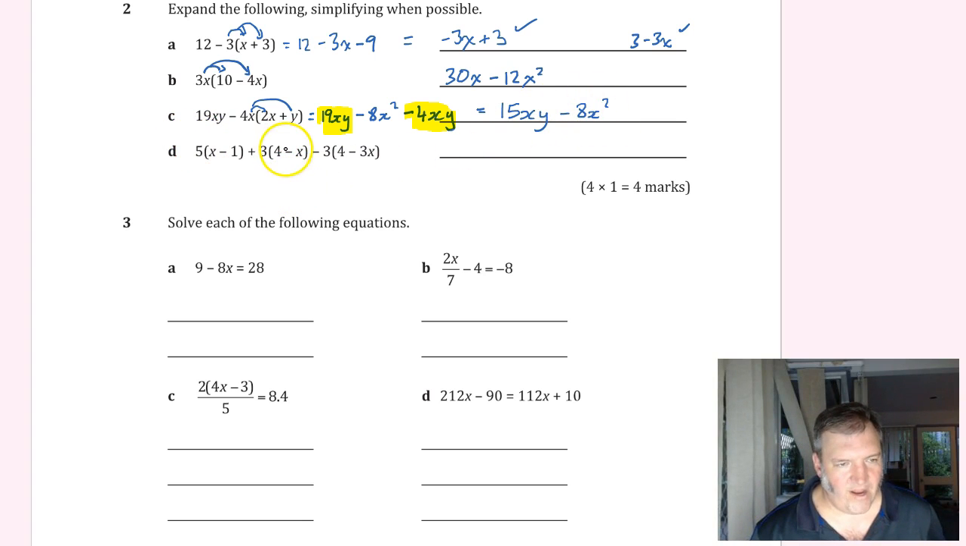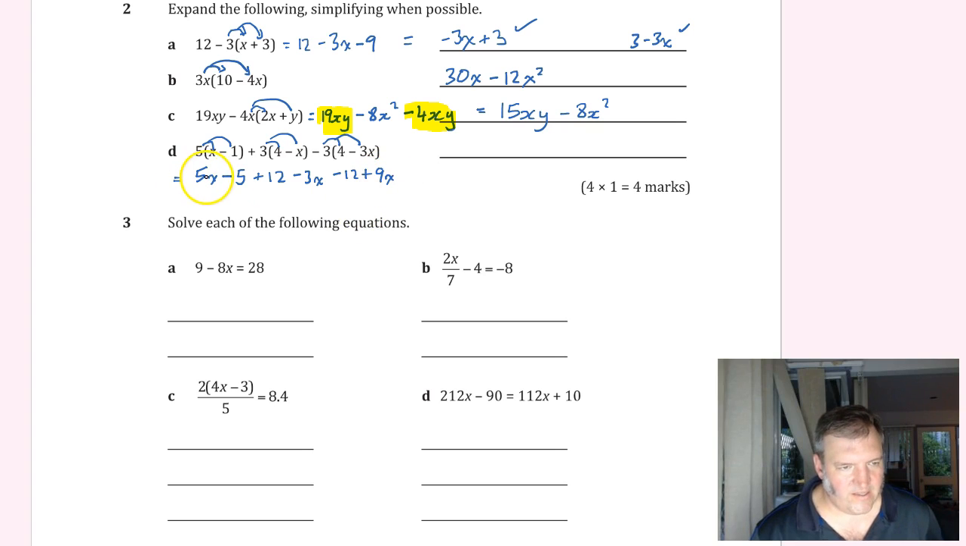Last one, 3 brackets to expand. Let's just expand them all. 5 times x is 5x. 5 times negative 1, negative 5. 3 times 4 is 12. 3 times negative x is negative 3x. And the last bracket to expand, negative 3 by 4 is negative 12. Negative 3 by negative 3x, and negative times a negative is a positive.